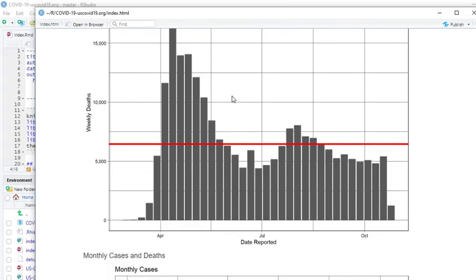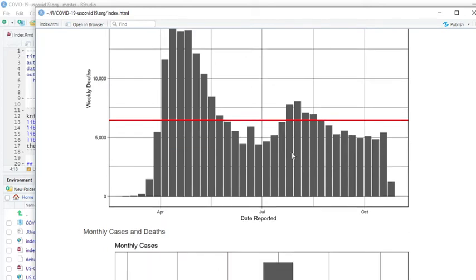But if we look at deaths by week, look at all the weeks when the deaths were at or below the average line. That's the average line right here. And last week continued to be below, even though it's up a little bit.